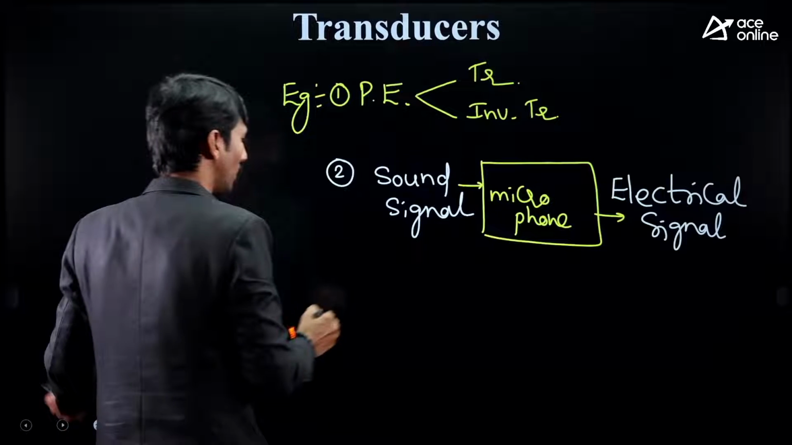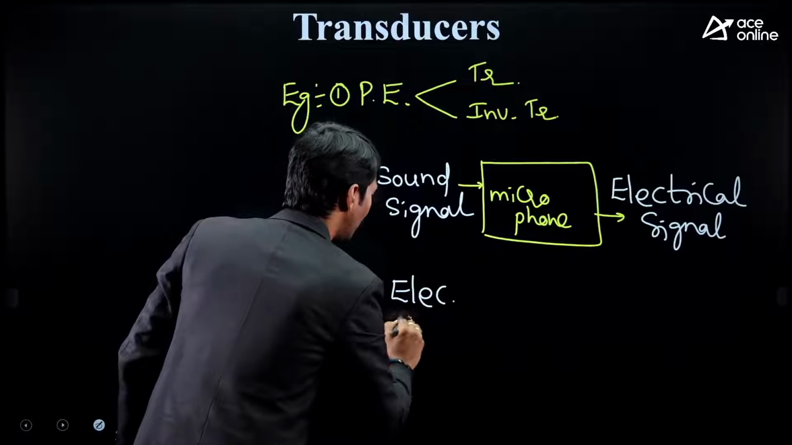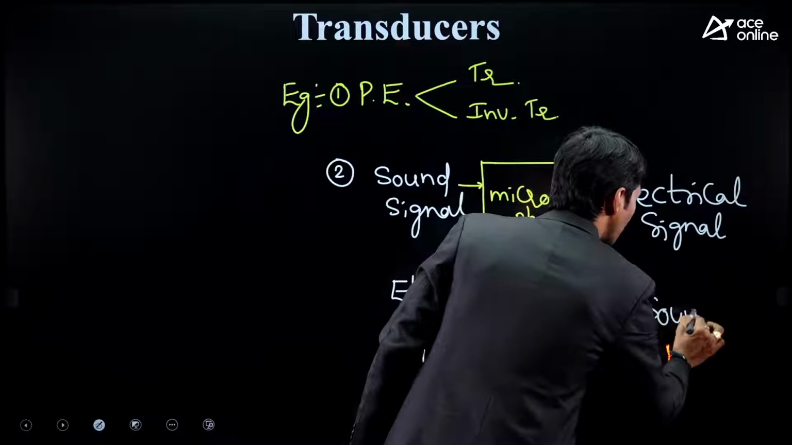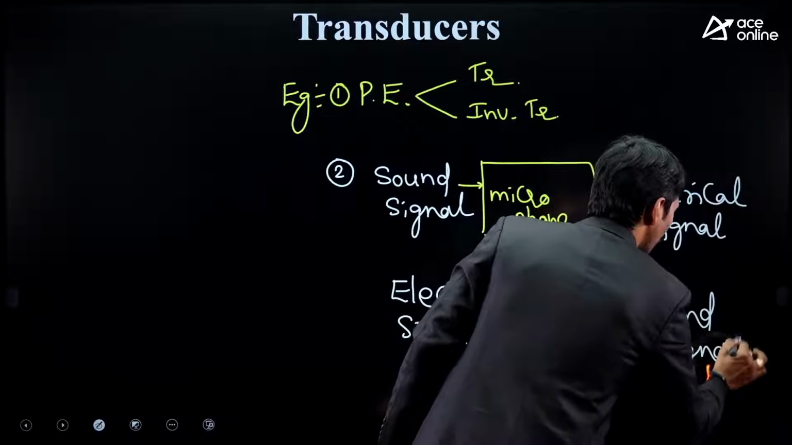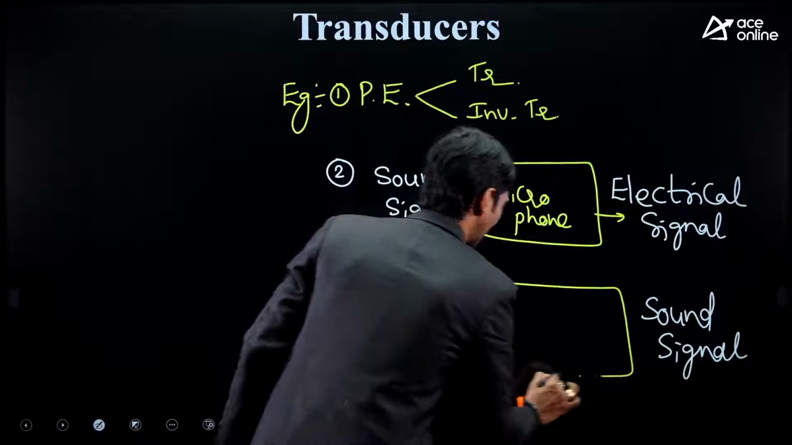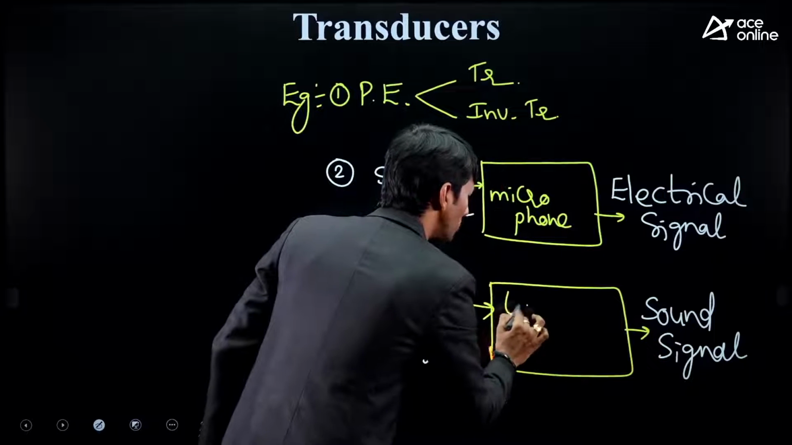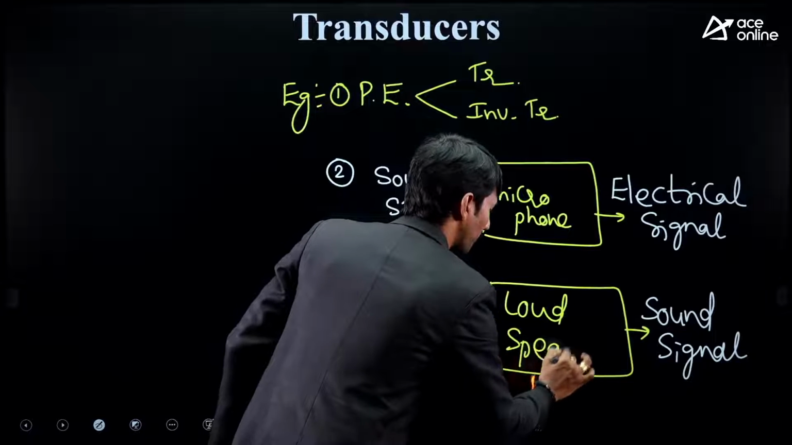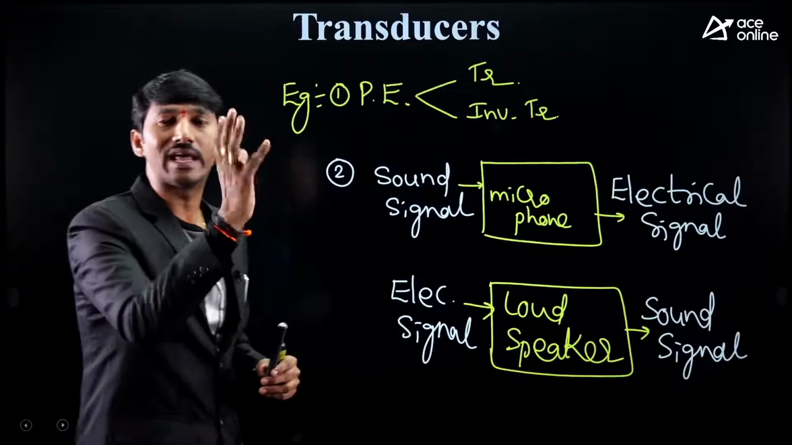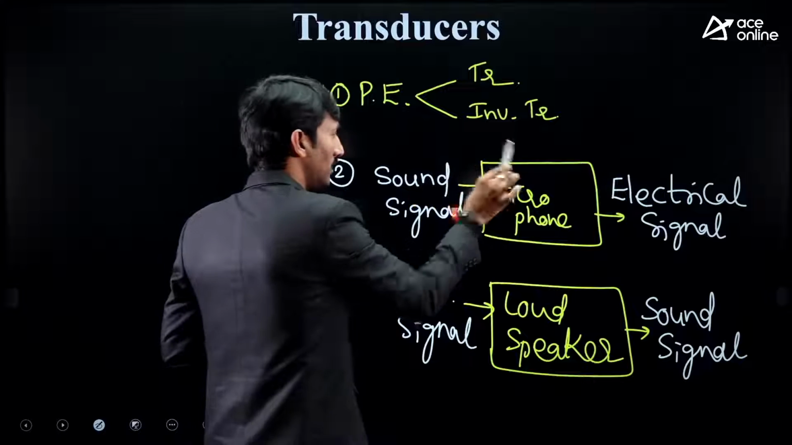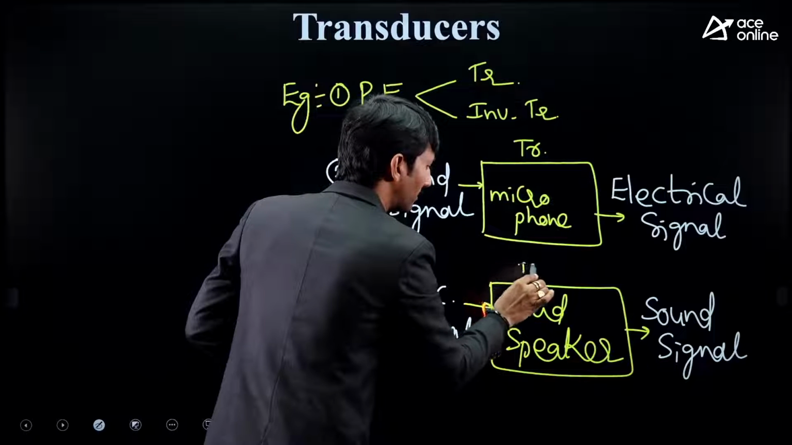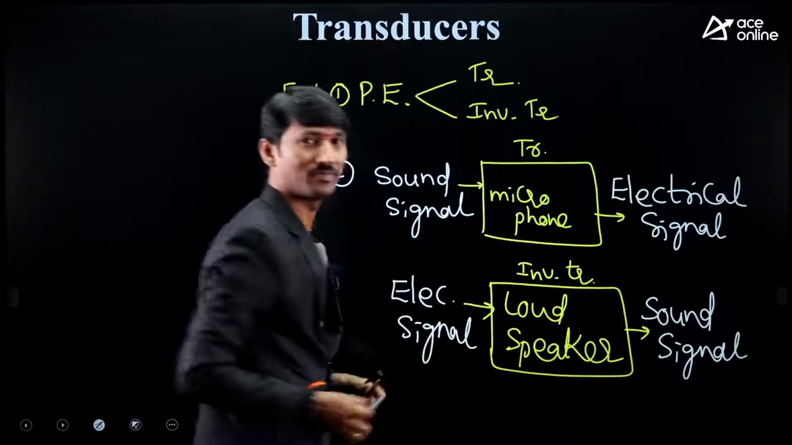So what can we write now? Electrical signal converted to sound signal through a speaker, or generally we say loudspeaker. All these are concepts related to types of transducers. But be clear: this is a non-electrical to electrical transducer, and this is electrical to non-electrical, which is the inverse transducer. This is the simple concept.